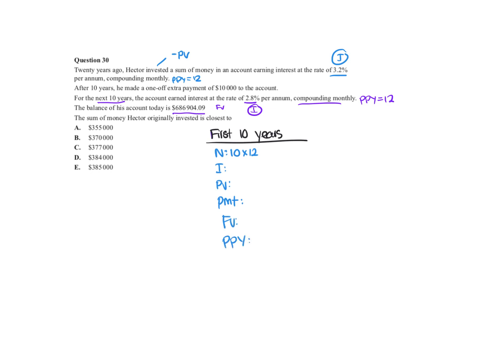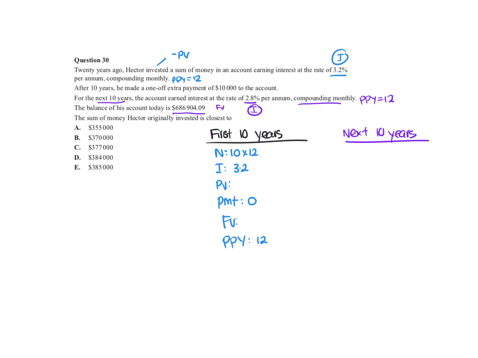Okay. So we know for the first 10 years, he was doing monthly. We know the interest rate was 3.2. We don't know the PV. He's making no other payments. He just does this one extra. So we might say 0. And we don't know, they didn't tell us anything about what his value is at the end of that first 10 years. But then what happens, we have the next 10 years.